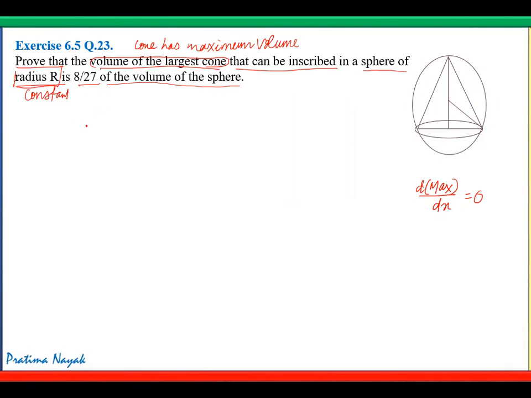We have to show that when the volume is maximum, volume of the cone is maximum, and what is the formula? You know, 1 by 3 pi r square h. When it is maximum, then at that time, the same V is equal to 8 by 27 times the volume of the sphere.